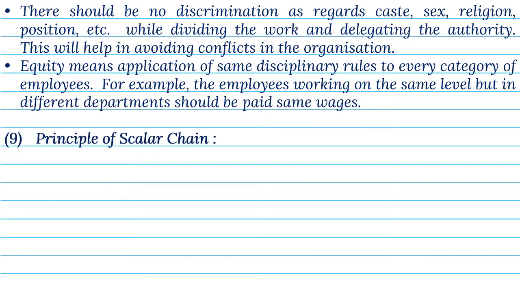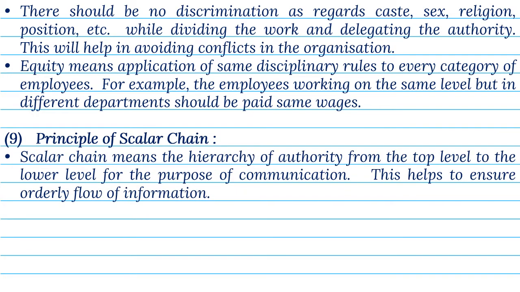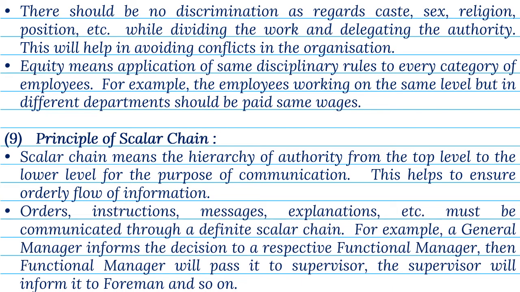9. Principle of scalar chain. Scalar chain means the hierarchy of authority, from the top level to the lower level, for the purpose of communication. This helps to ensure orderly flow of information. Orders, instructions, messages, explanations, etc., must be communicated through a definite scalar chain.